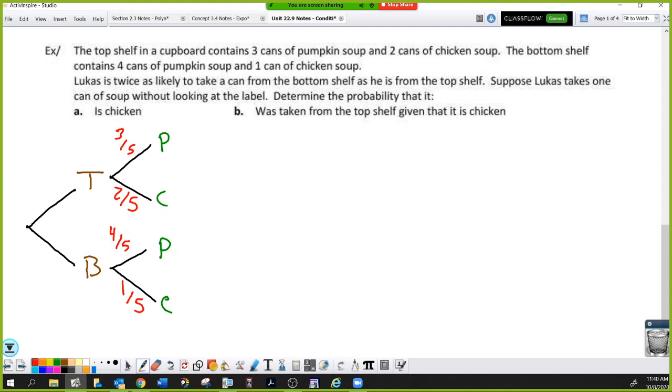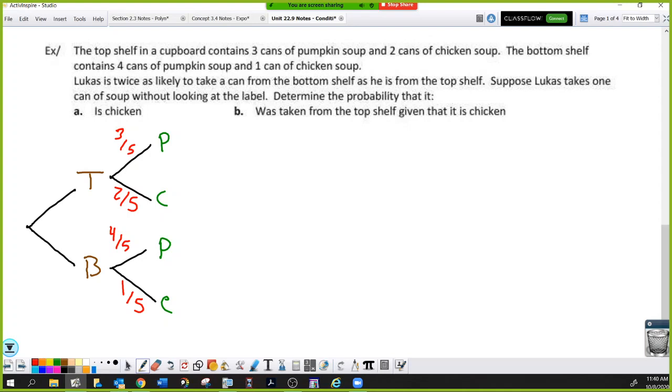Lucas is twice as likely to pick the bottom shelf. No, sorry. Yeah, twice as likely to pick from the bottom shelf as he is the top shelf. So what's the probabilities? It'd be like 1/3 and 2/3. Yeah, that's what Mark was going to say. 1/3 and 2/3.